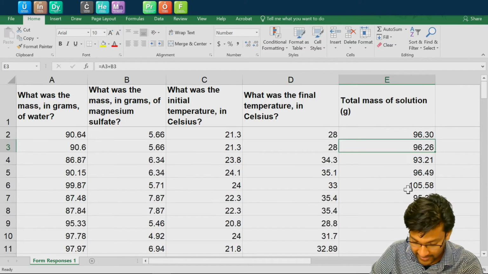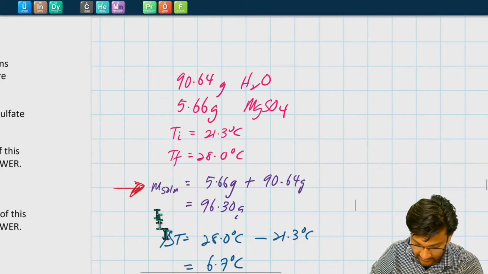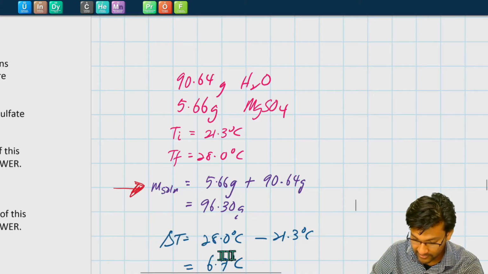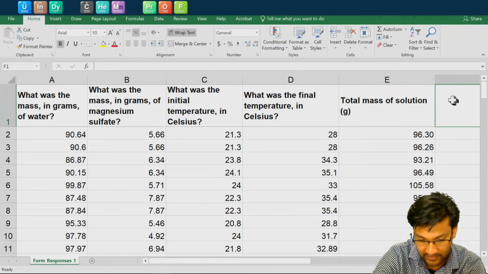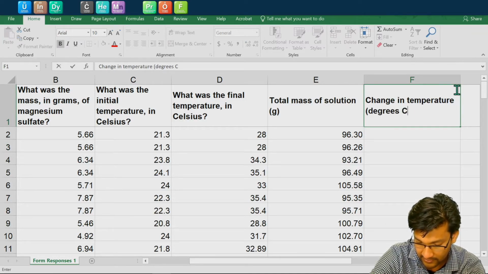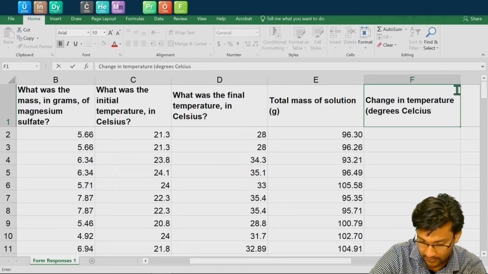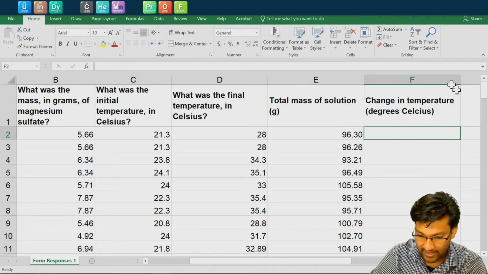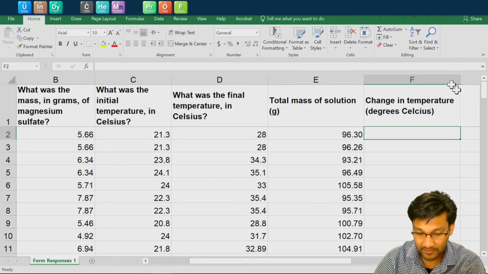Okay, the next calculation that we did was we find the delta T, the change in temperature. So let's do that too. So let's write change in temperature. And this is going to be in degrees Celsius, right? This is going to be the final temperature minus the initial temperature.